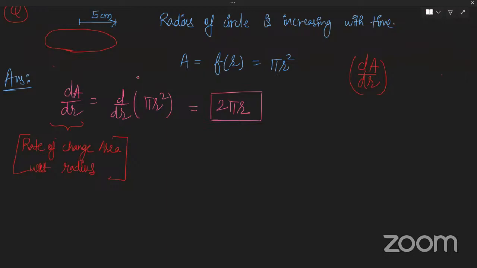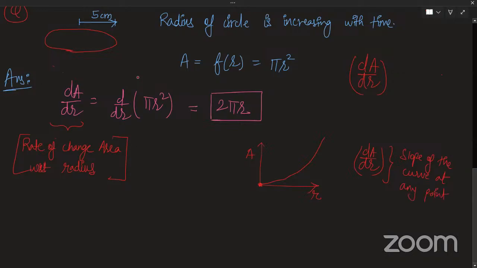So in other words, if I begin to plot the relation between A and R, dA by dr will give me what? It will give me the slope of this curve, right? dA by dr will give me the slope of this curve at any point. So I choose any point. I know the slope of the curve, and that is how I will know the rate of change of area. How is the area changing with respect to the radius at that particular point?